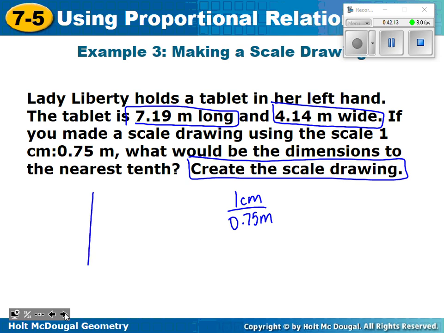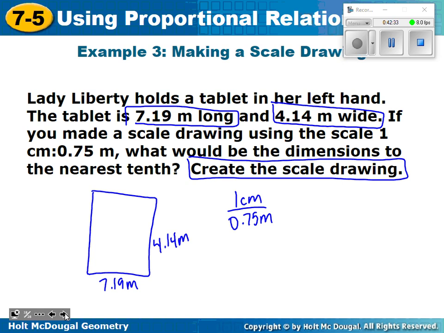So you have a tablet that is 7.19 meters long and 4.14 meters wide. Mine's not drawn to scale, obviously. We want to come up with what the dimensions would be for the actual tablet, and then we want to use our ruler and draw it.